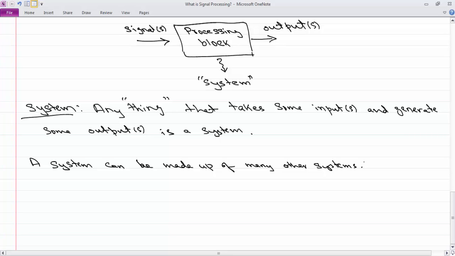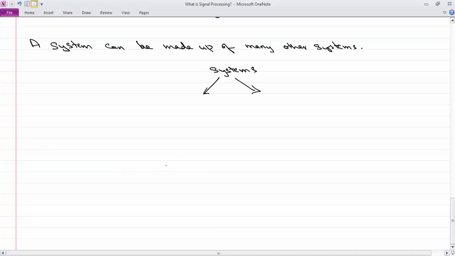We can call them subsystems or whatnot. And just like the signals, we can differentiate systems by dividing them broadly. There are many distinctions, but broadly I can say that there are systems which are natural, and then there are systems which are man-made.